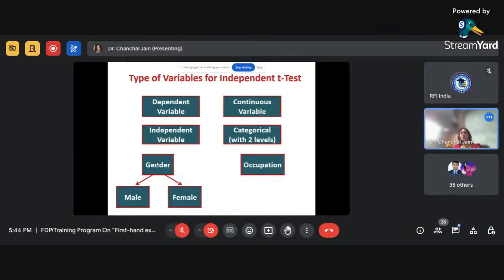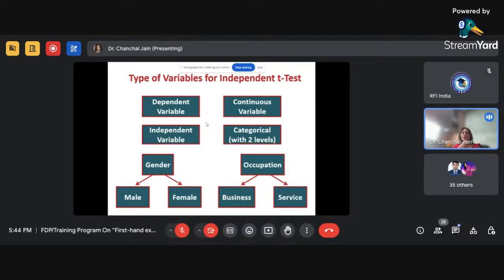Second, you can have another example, occupation. In occupation, suppose I have two categories, business class people and service class people. Again, I cannot compare whether the business class is earning more or the service class is earning more. I cannot say the business class is superior or the service class is superior. I cannot comment like this.